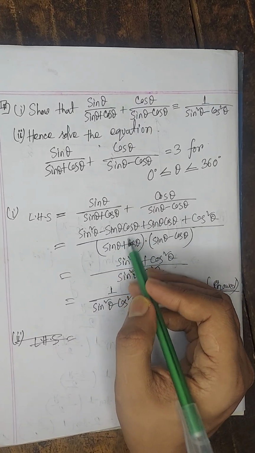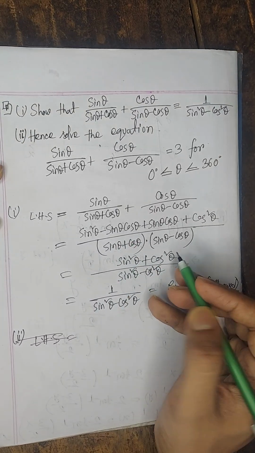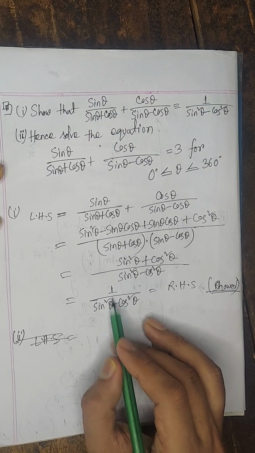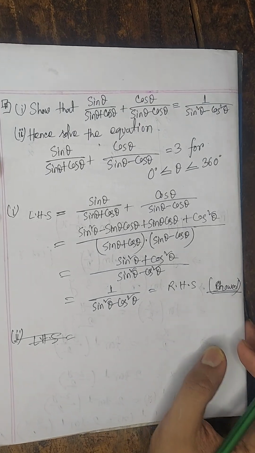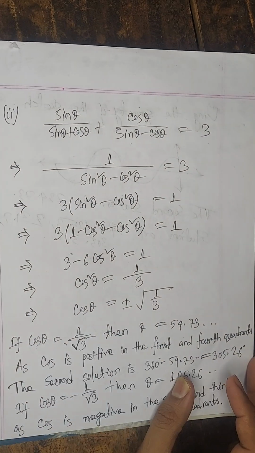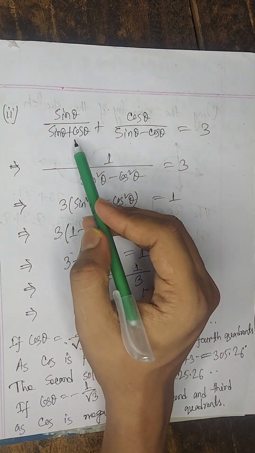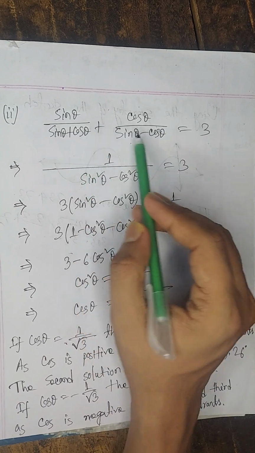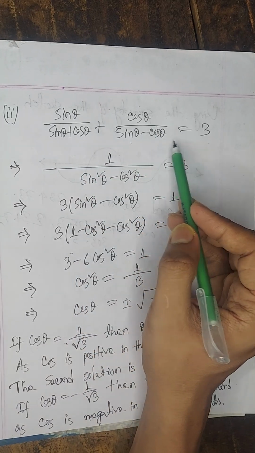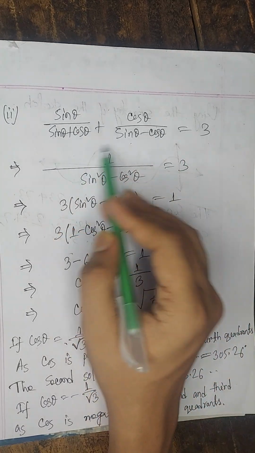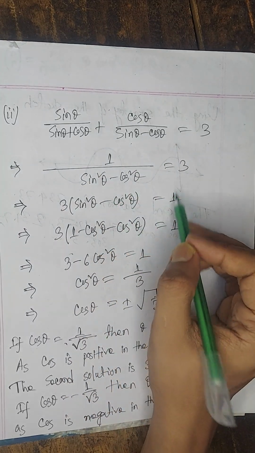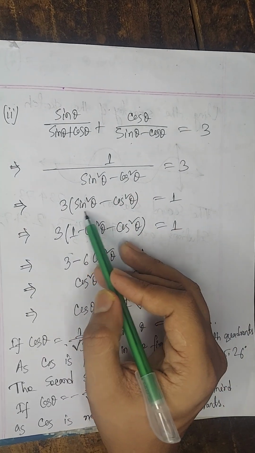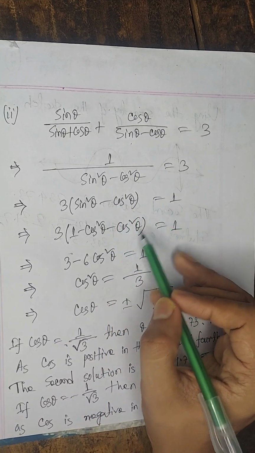Then we get in the numerator sin²θ plus cos²θ, which is 1, by sin²θ minus cos²θ, which is our right hand side. Okay, now the second part. In the second part, sinθ divided by sinθ plus cosθ divided by sinθ minus cosθ is equal to 3. If we add these two expressions, we get 1 by sin²θ minus cos²θ is equal to 3. 3 times sin²θ minus cos²θ equal to 1.